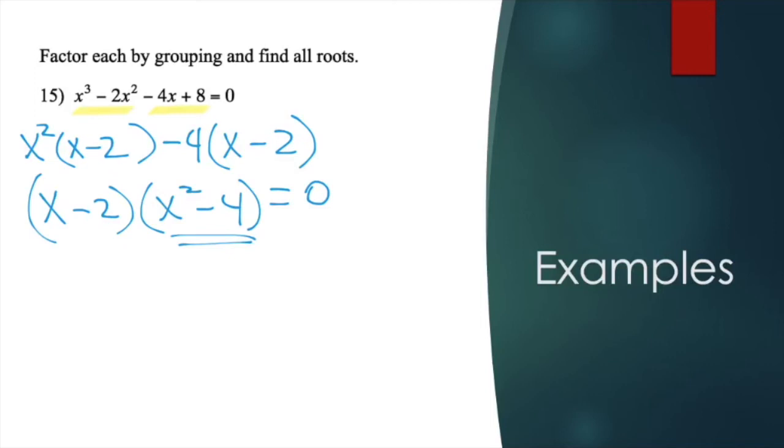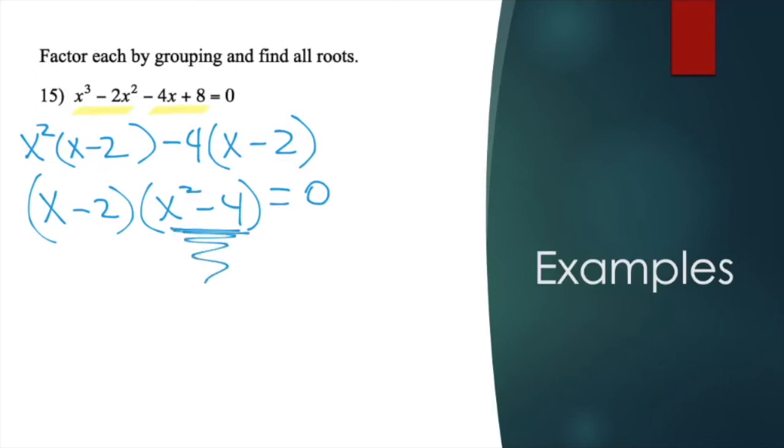How do we get to this step? X minus 2 is in both of them, so I took it out. And what's left? The x squared is left, and the minus 4 is left. We're not finished because this thing can be factored.